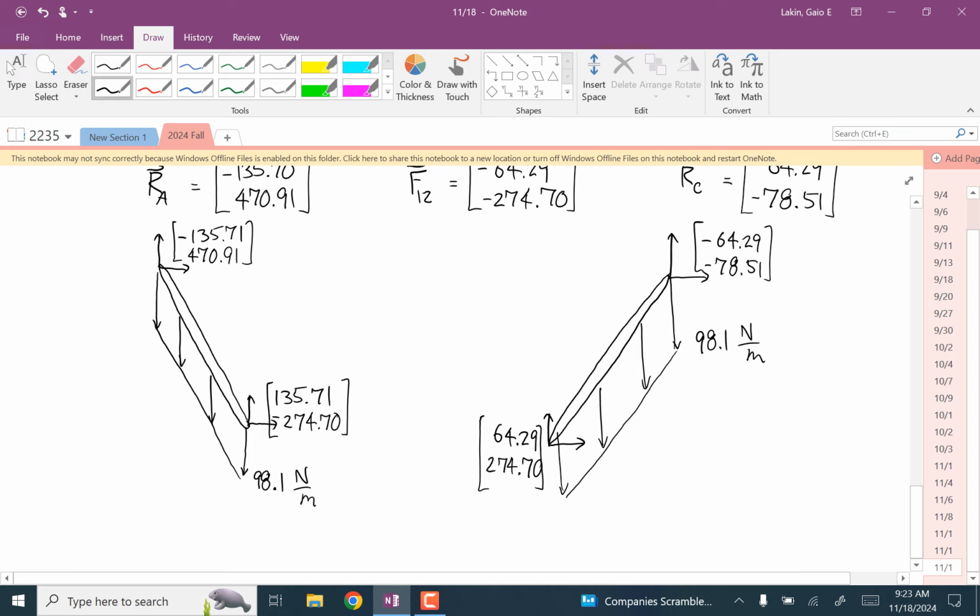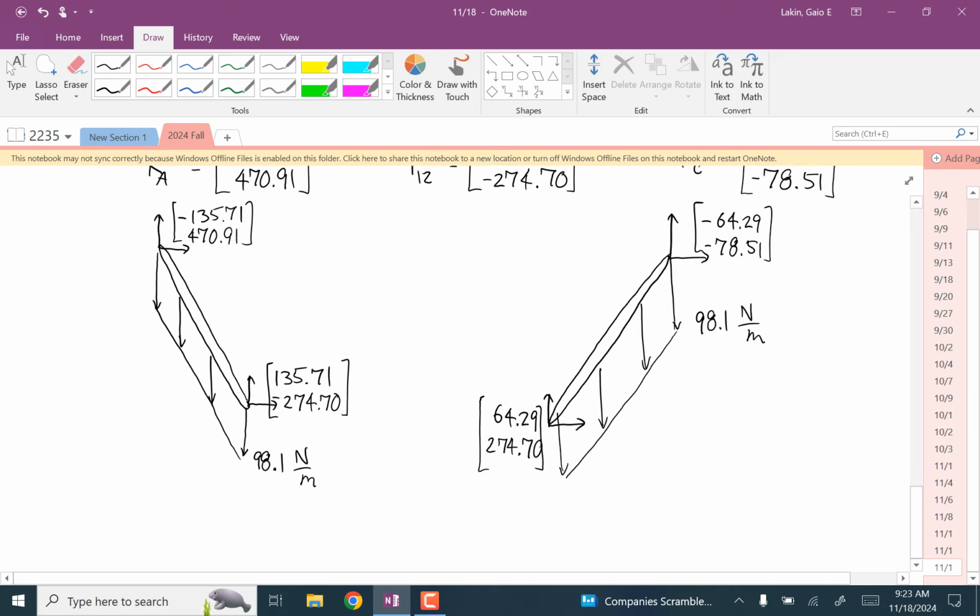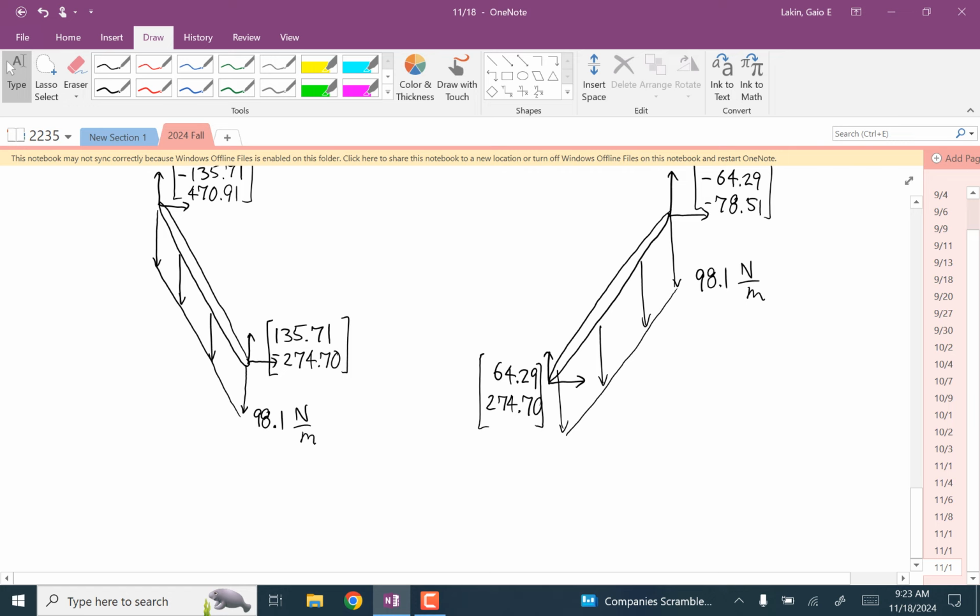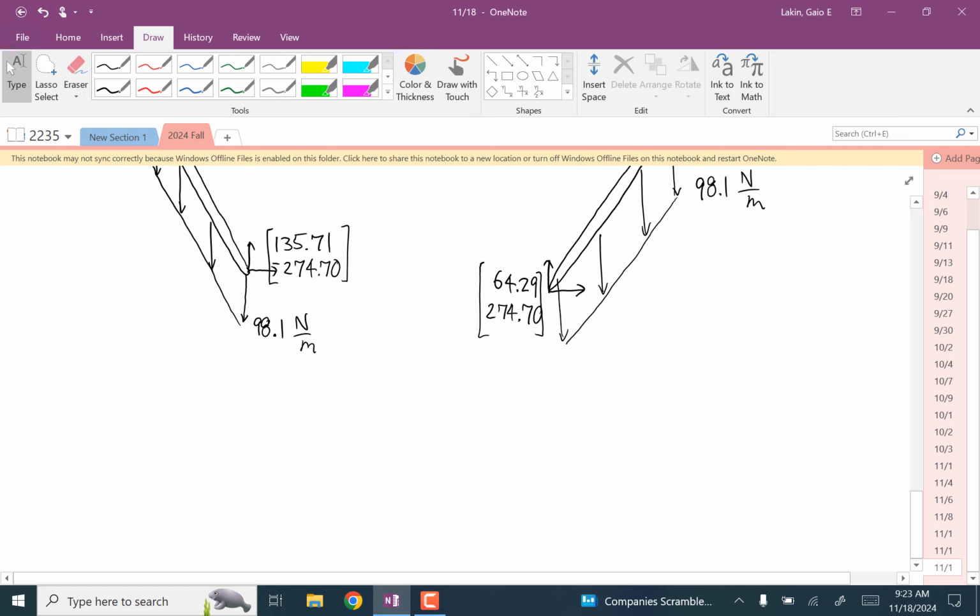Okay, so for each of these, how many cuts are we going to have to take? One. Just one, yep. Between the two endpoints, there's no point loads, there's no changes in distributed load function. So now we'll go to the internal loads on body one.